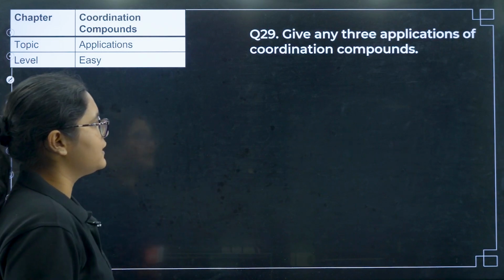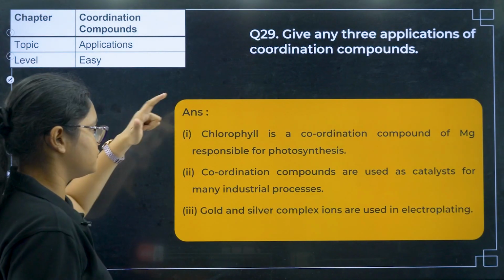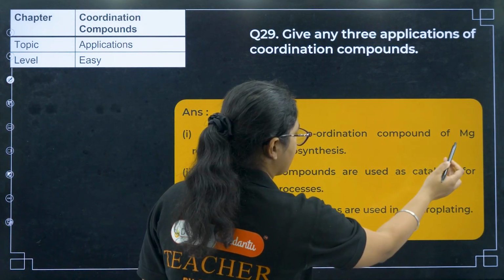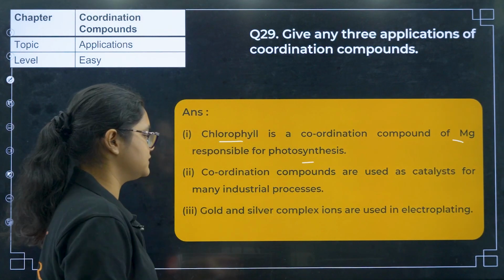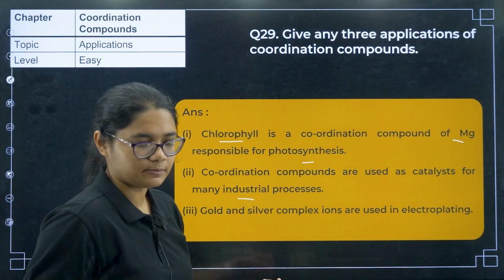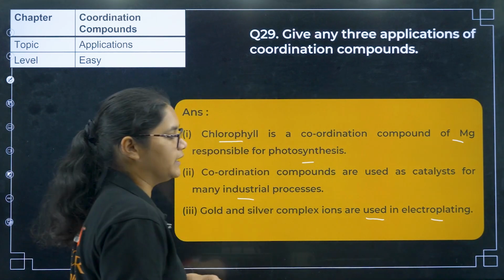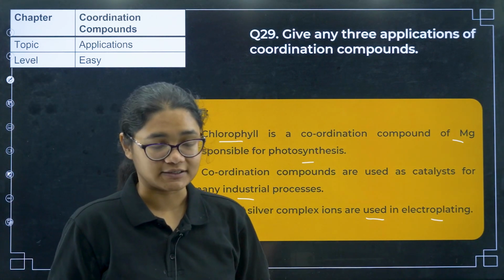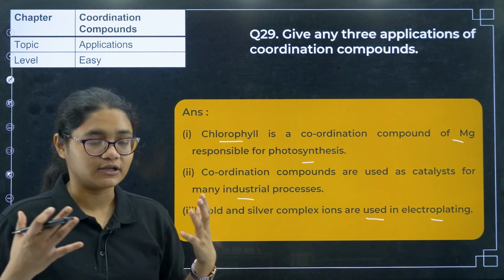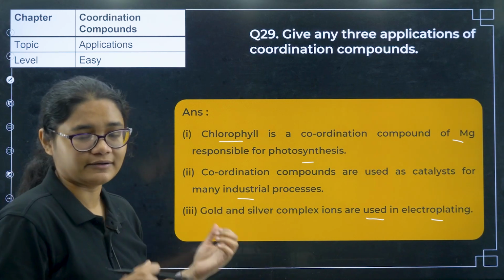Next, we'll go to give any 3 applications of coordination compounds. This is also a very easy, direct question. One thing you can write, chlorophyll. Chlorophyll contains magnesium, and it is responsible for photosynthesis. Coordination compounds are used as catalysts for various industrial processes. Then gold and silver complex ions are used in electroplating. There are so many other applications as well. You can mention them. Cisplatin is used for the cure of cancers. You can write any 3.